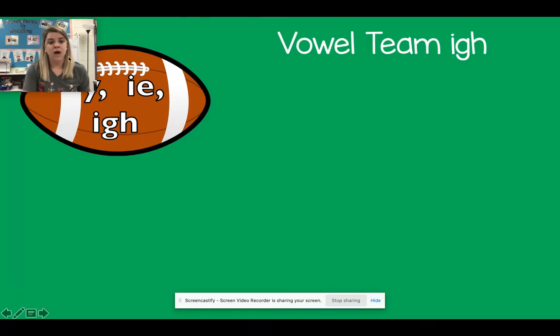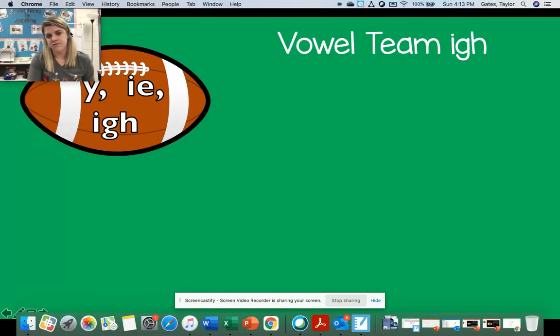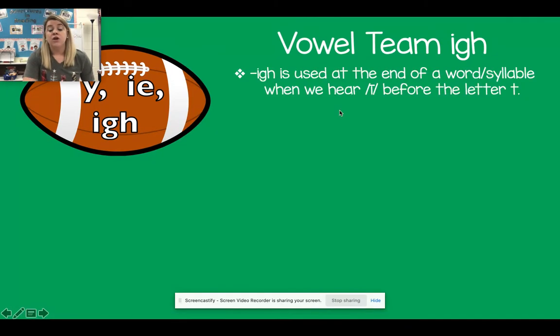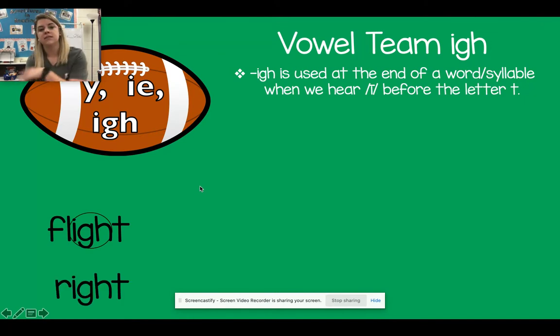Our vowel teams with Y. Okay, I'm going to move myself just a little bit so you can see these, all right? 3 different things. IGH, okay? We use the IGH at the end of a word or syllable when we hear it. Okay? If we hear the IT sound, we're going to use I-G-H-T. So like flight. There it is. Or right. So we hear the I sound at the end, but there's that one T at the end. Okay? IT. I-G-H is paired with T.